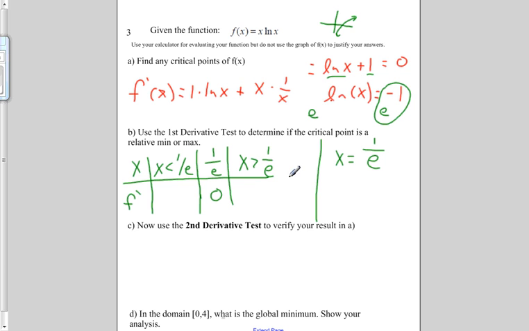So when x is greater than 1 over e, this function is going to be positive. And when it's less than 1 over e, the function is going to be negative. So is it a min or a max? Well, it goes negative, 0, positive. Therefore, it is a min.